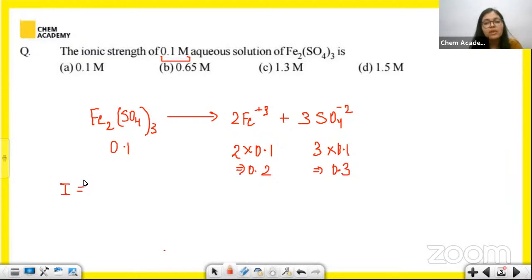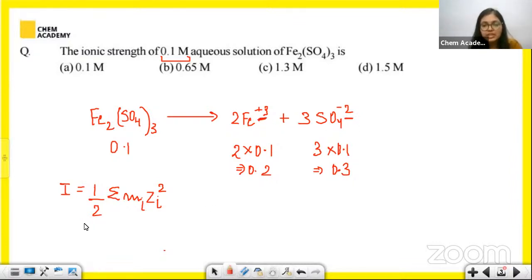Now, we must know the formula for ionic strength. What is the formula? It is represented by I. It will be half of the summation of Mi Zi square. Here M is the concentration, whereas Z is the charge upon the species, this charge and this charge.